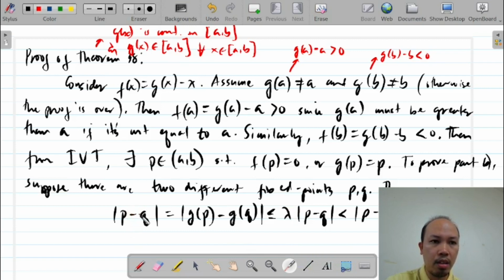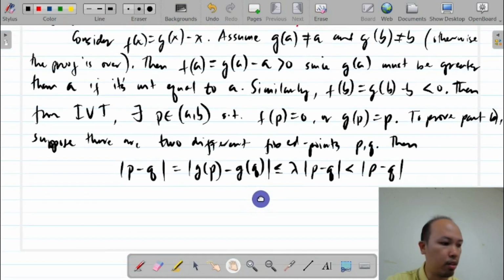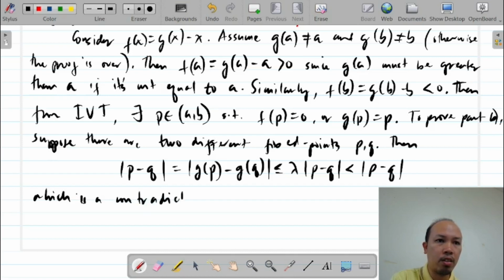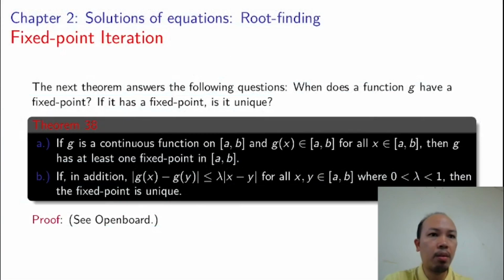This one here is less than or equal to this one here. The absolute value of p minus q is less than the absolute value of p minus q. This is a contradiction. Okay, so therefore, based on our theorem, the fixed point is unique. So that's the proof of theorem 38.